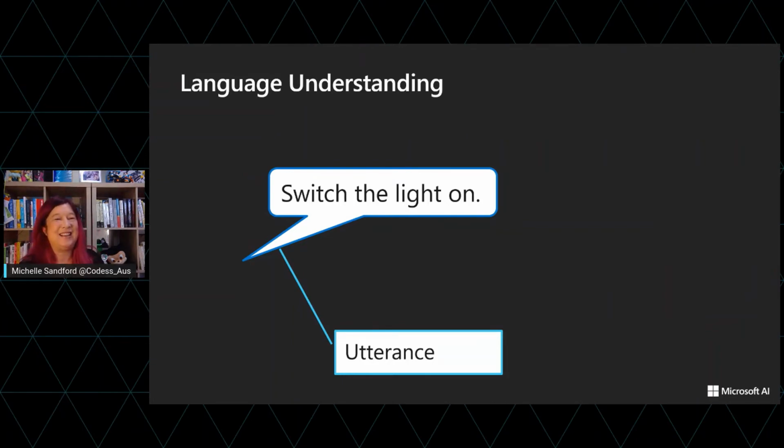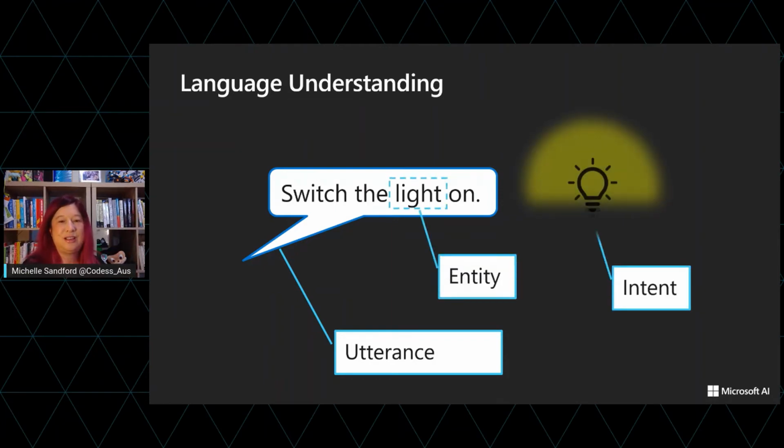Language understanding. So this is where I say, Siri, switch the light on, and then the lights go on. Now, in fact, that's not happening in this case because I don't have Siri or Google in my house, so therefore there is no robot obeying me. But the understanding part is that when I say switch the light on, the lights come on as opposed to the garage door opens. So what we have here is the entity, which is the light, the utterance, which is the phrase, and the intent, which is the light turning on.